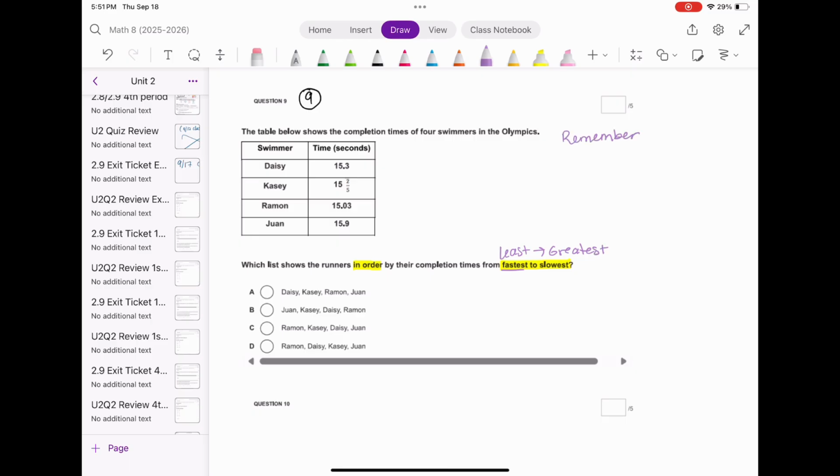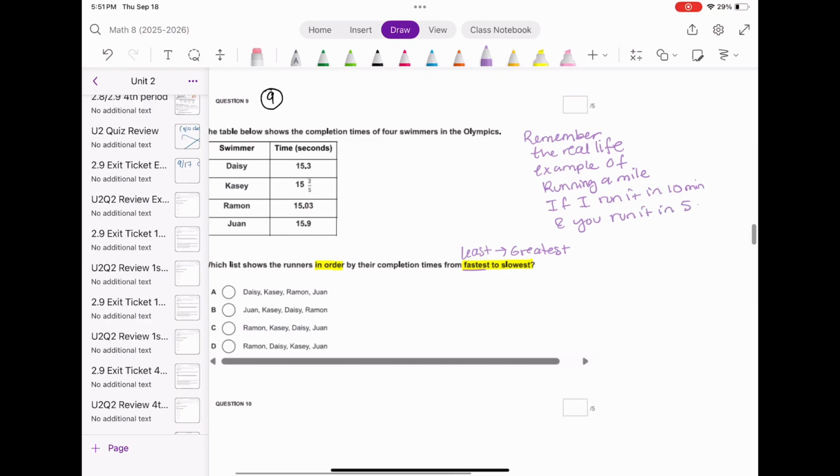So I want to bring you back to the example that I gave you of running a mile, right? So let's say that I run a mile in 10 minutes and you run the mile in 5 minutes. Then who is faster? Am I faster or are you faster? And whenever you put this into real life examples, you remember that fastest to slowest means least to greatest, right? The quicker you run, the faster you are. So that means less time. So this means least to greatest. Let's make that note so that we don't make a mistake in the exam.